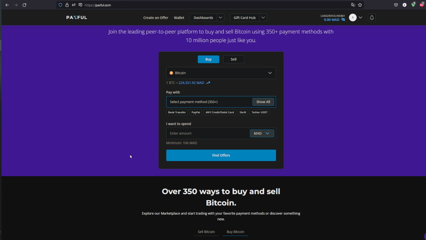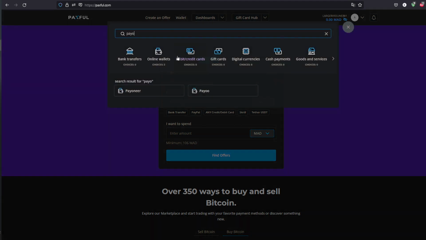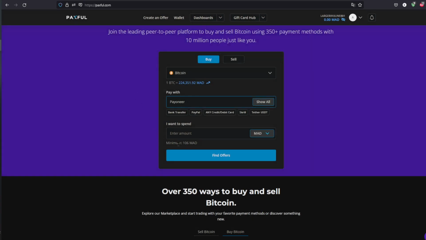After doing so, head to Pay With and Show All. Here, you're going to search for Payoneer. After searching for Payoneer, click on it. Choose the amount that you'd like to spend.